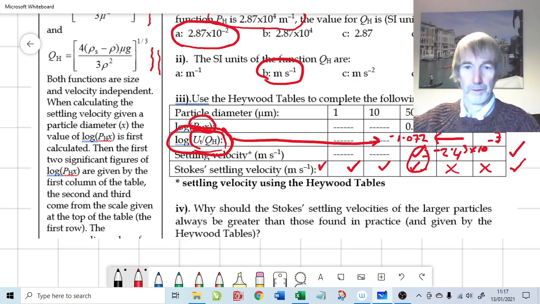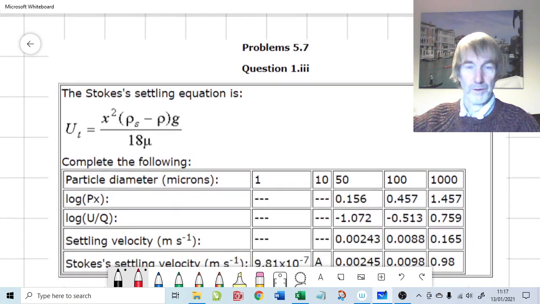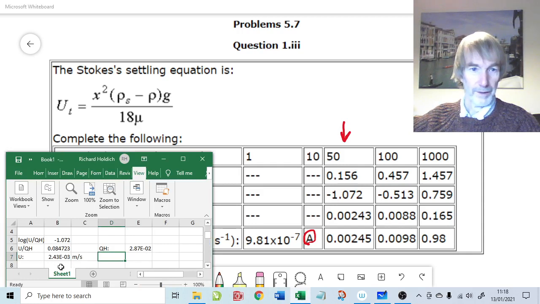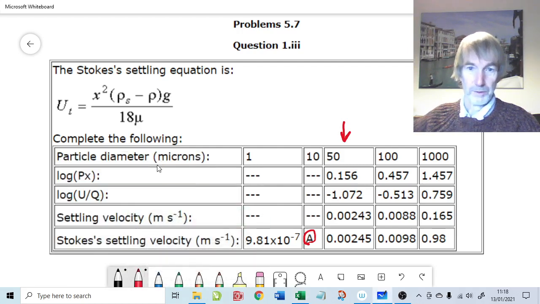How does that compare with Stokes? Well, the interactive questions on the website provide you with a nice little table of results. They are questions because it is actually a question as to what the value of A is just there. But we're interested in this column here, sorry, the 50 micron column. So we've just worked out that the settling velocity is 0.0243. Let's just have a quick check of that with, yep, it was 2.43 times 10 to the minus 3. So we're in business, we've got the right value there, that's good.